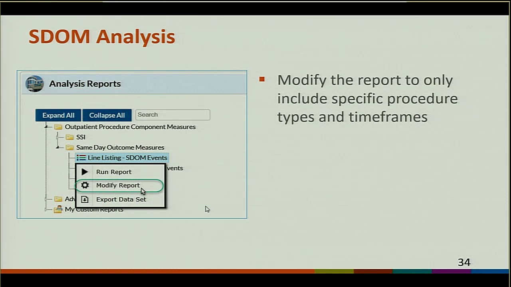So our first step is I'm going to have you remember back to where we find those analysis reports in NHSN and find your way over to the same-day outcome measure folder, where we can find line listing for same-day outcome measure events. For this example, we want to modify the report to only include specific procedure types and timeframes to limit the number of event records so we can find Mr. Clark's easily.